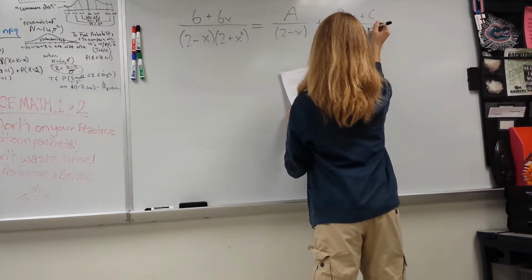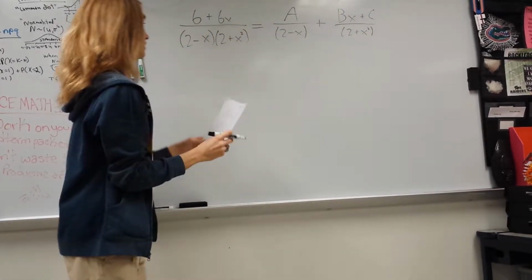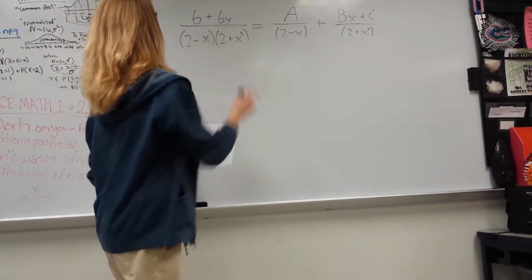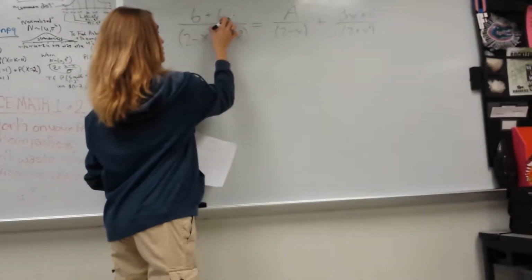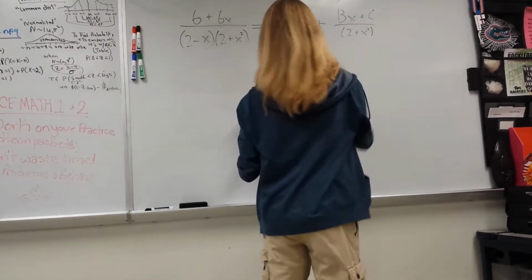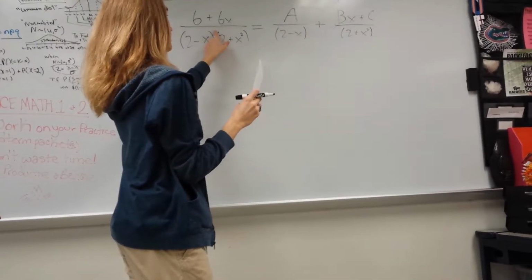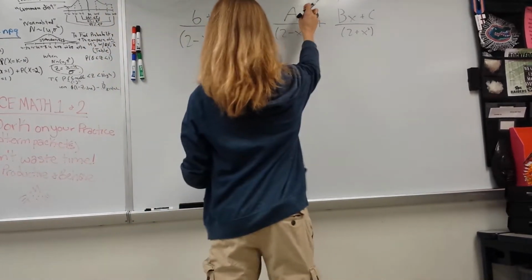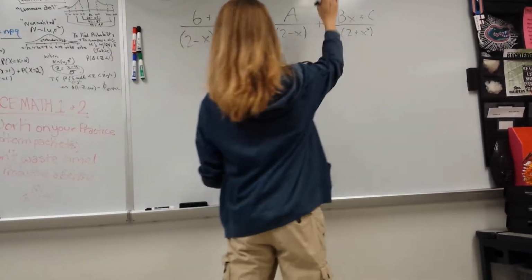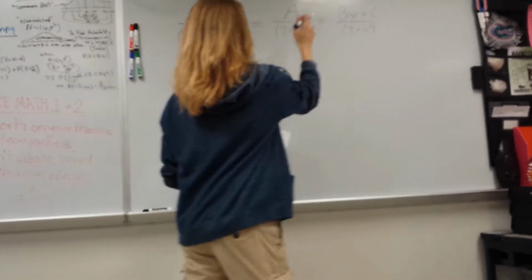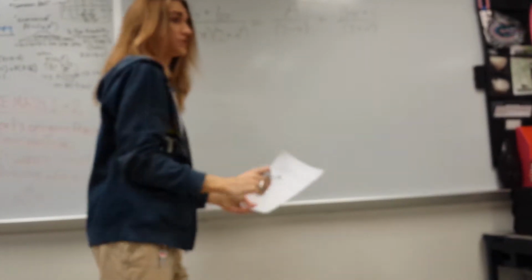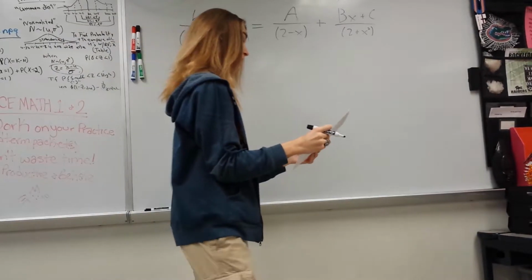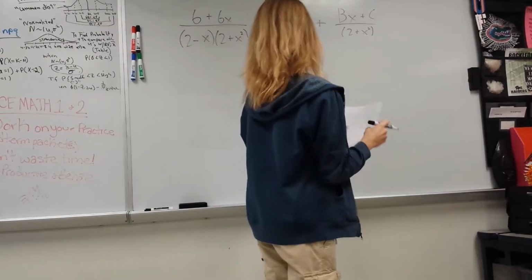Now, in this problem, it's not set up like this, but if there were a root in the bottom like this that had an exponent on the outside, you would have to do one of these fractions for the basic one without the variable. Like if it was 2 minus x quantity squared, you would have to do a over 2 minus x, and then also b over 2 minus x quantity squared. So you'd have to split it up like that and do both. But that one isn't relevant here, so we're just doing this.